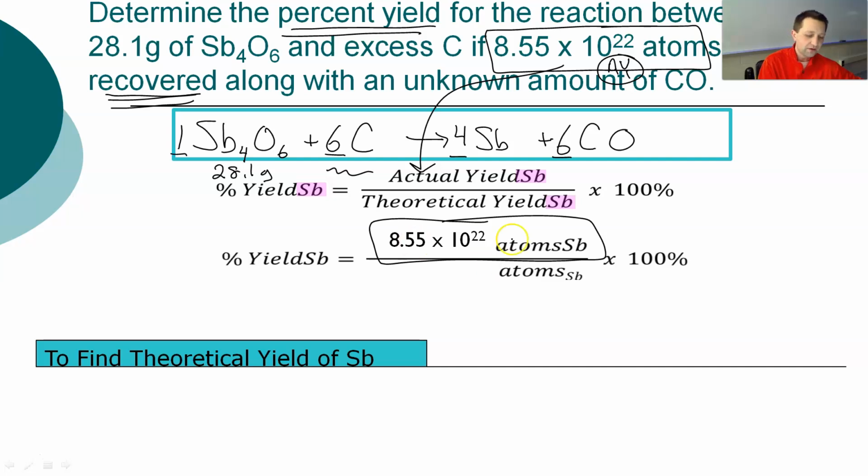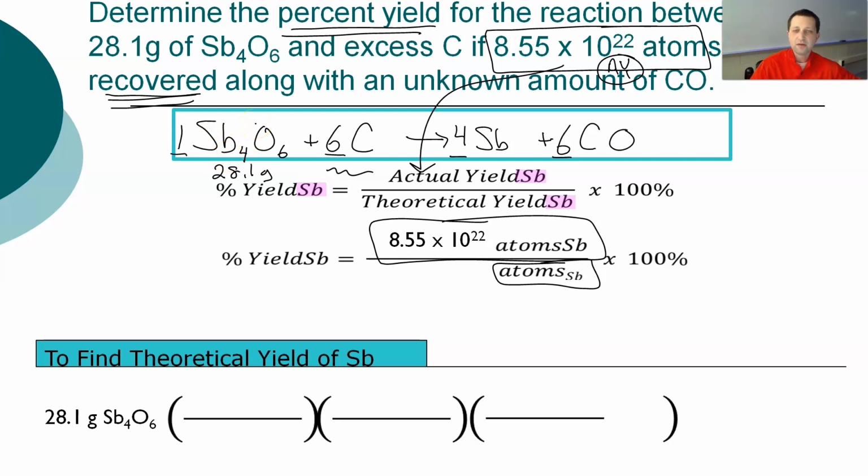So in order to figure out what my percent yield is, I need to have consistent units, right? So if I have atoms of antimony on the top, I need atoms of antimony on the bottom. I'm not going to solve for grams or, I don't know, liters or some weird other unit because it's not going to match. So my theoretical yield has to be in atoms of antimony. So I'm going to set up my stoichiometry problem. The only thing I can start with is my 28.1 grams of Sb4O6. I'm going to go on my mole roadmap, my stoichiometry roadmap, and solve for atoms of antimony.